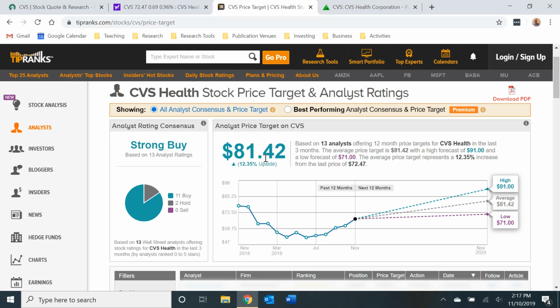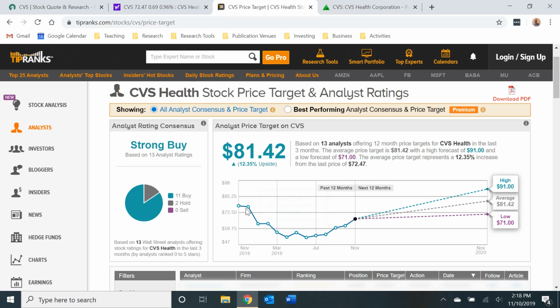Now, I will say that stocks tend to be below their analyst price targets. Analyst price targets tend to be fairly optimistic. So CVS may not actually hit this price target, but that's what analysts think it's worth. So we do have a pretty nice valuation on this stock.